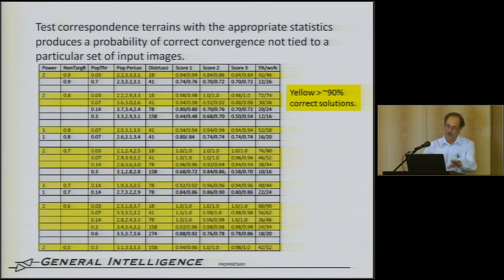And I'm sorry, there's one other parameter, this population threshold, which is essentially the number of locations in an image at which you have correspondences. Based on those two parameters, you can predict what the performance is going to be. As you can see, as the signal-to-noise ratio increases, obviously you can have more and more density in the image and still stay over 90% correct solutions.